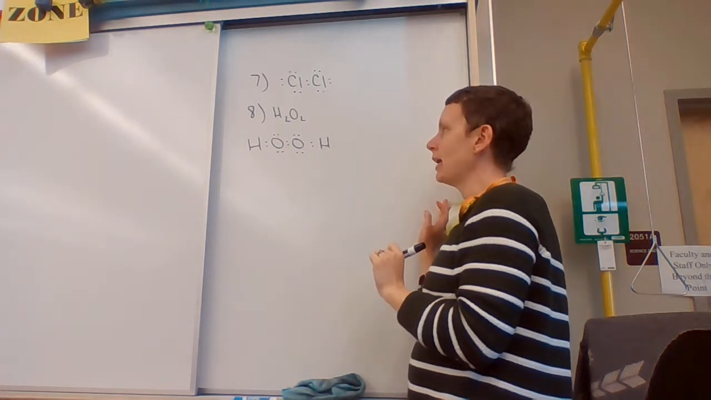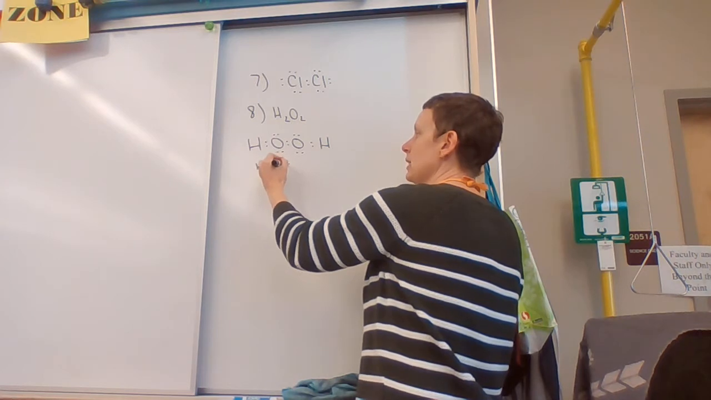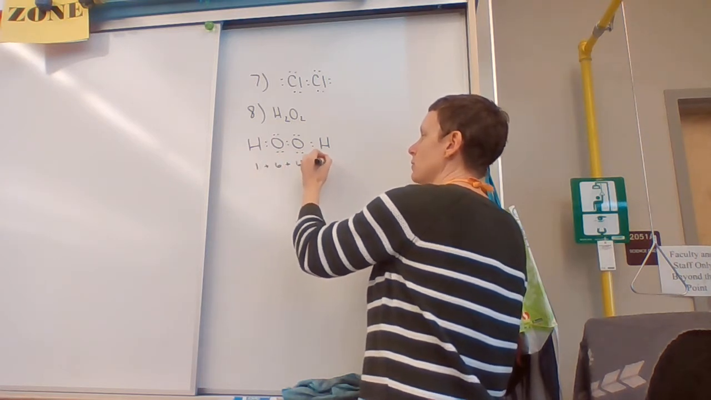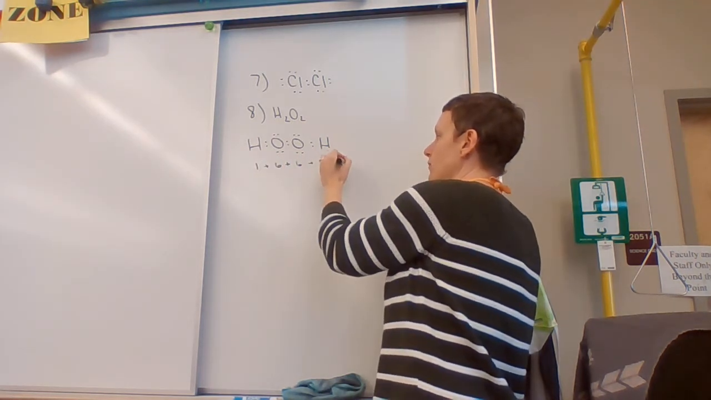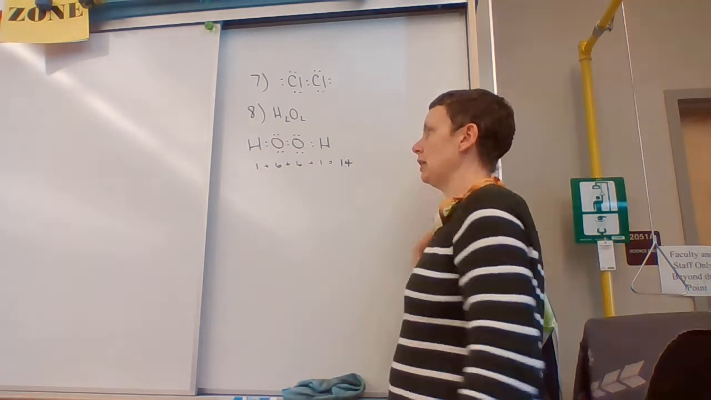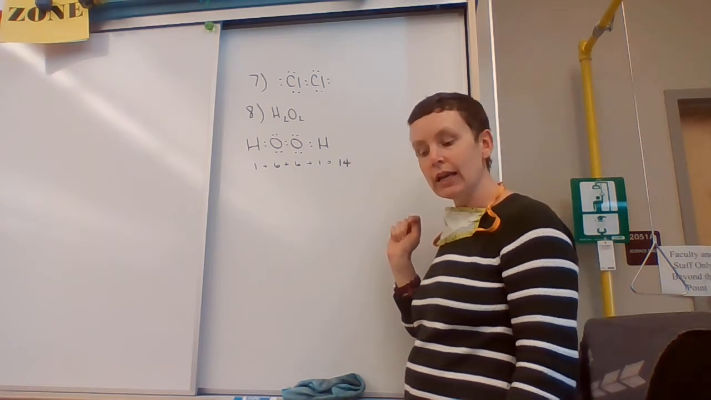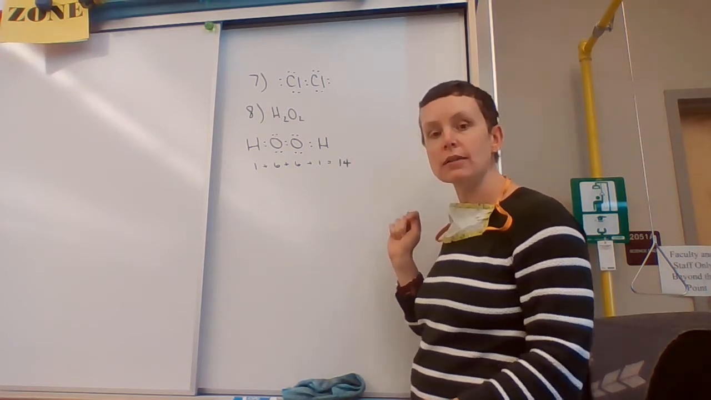And then we add, count, and compare. So hydrogen has 1, oxygen has 6, oxygen has 6, hydrogen has 1. All together, that's 14. And I have 2, 4, 6, 8, 10, 12, 14. So that structure is correct. It's done. All right. The next one from number 8 is PCl3.